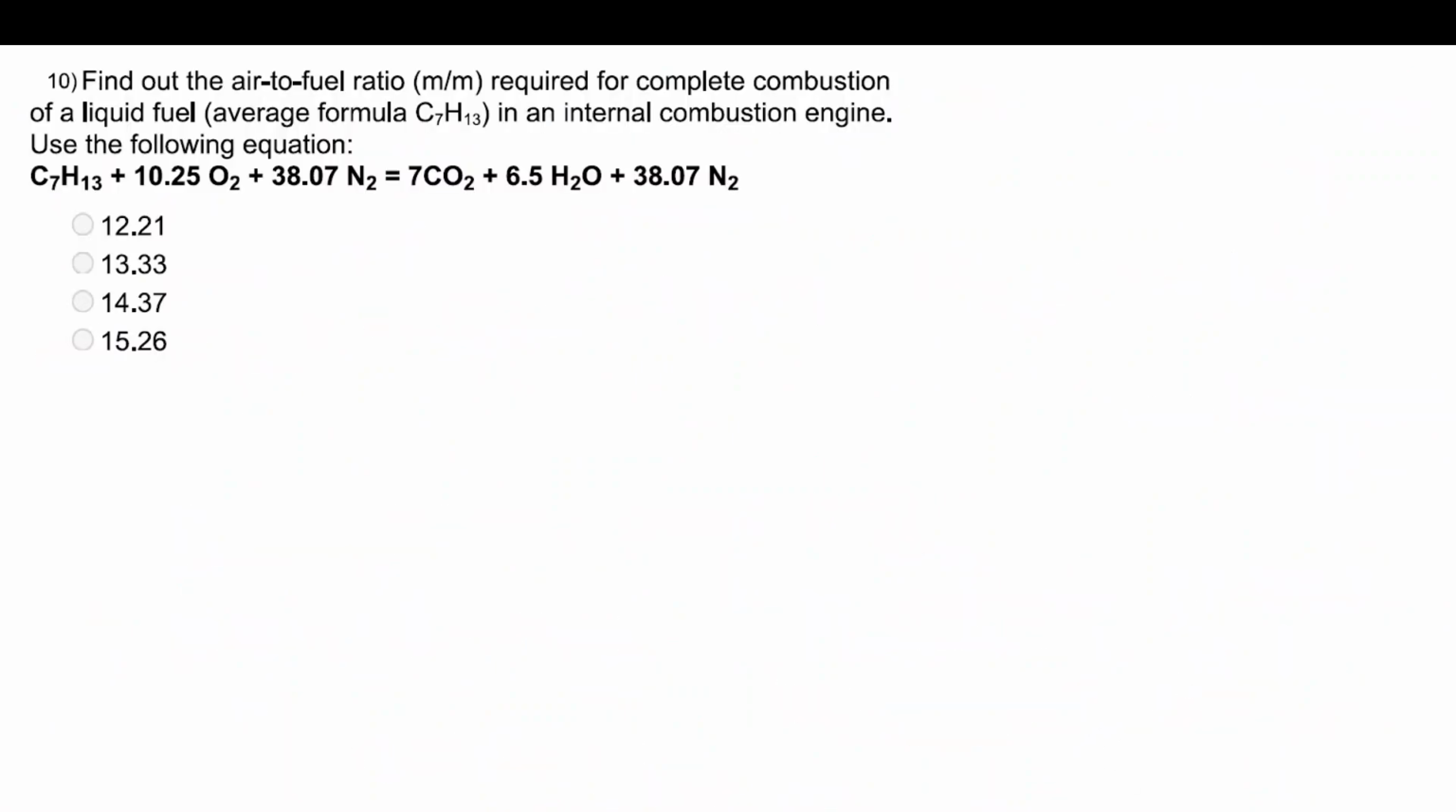Find out the air to fuel ratio in mass to mass, which is required for complete combustion of a liquid fuel having formula C7H13 in an internal combustion engine, and the reaction for the combustion is given to you. Okay, this is the reaction, and here you need to find out the air to fuel ratio. So what do you mean by complete combustion? The entire fuel is converted to CO2. There is no reaction to form CO, so you need to follow this reaction.